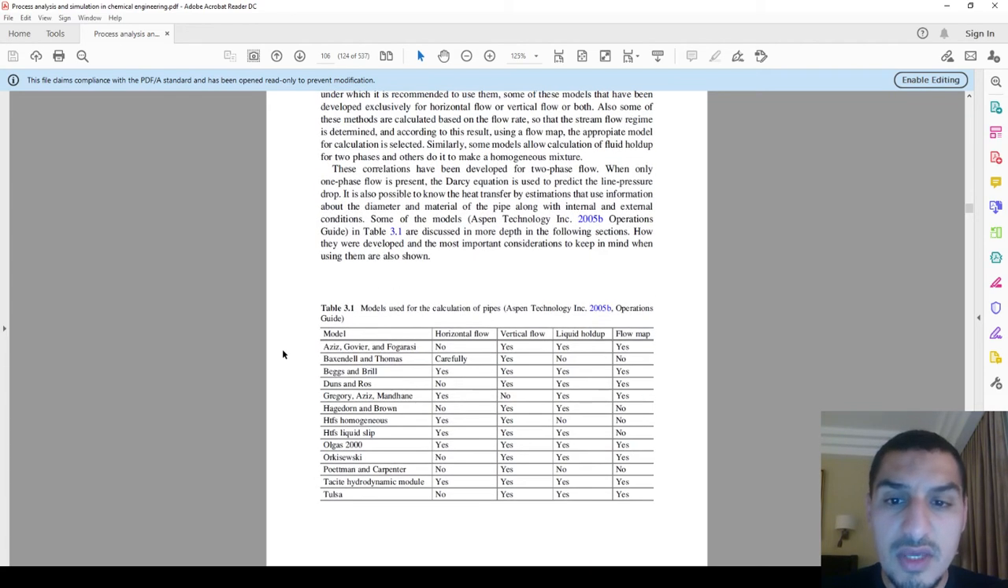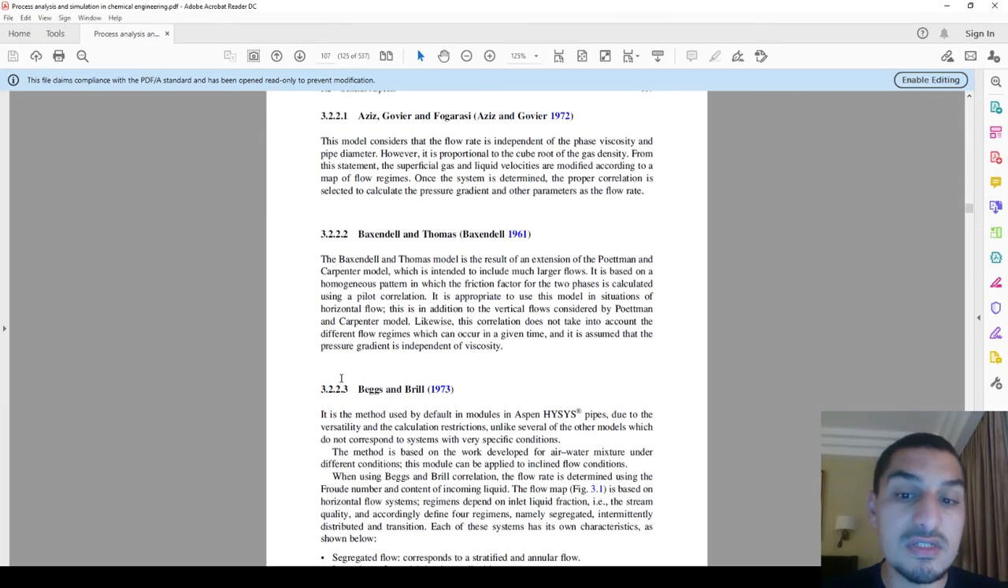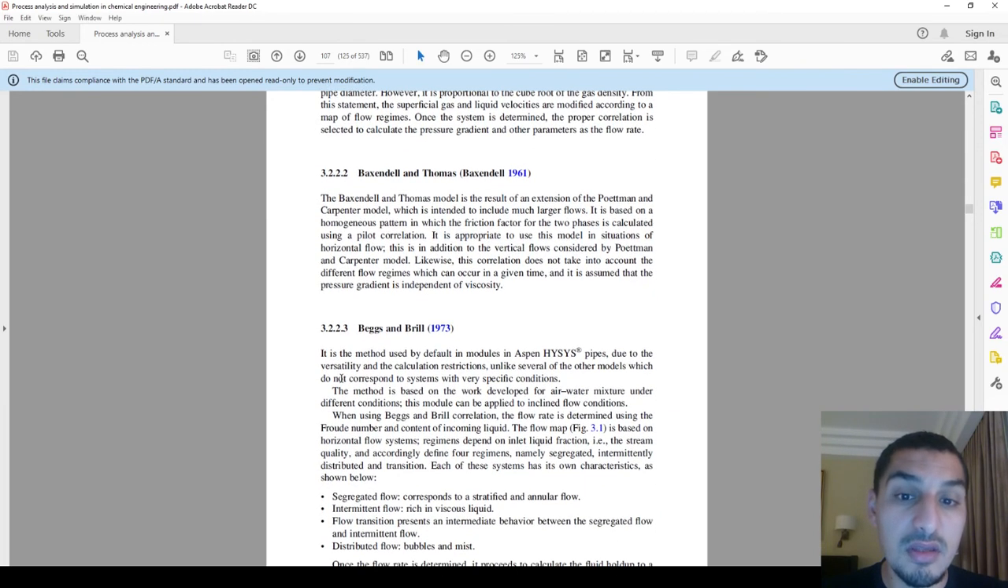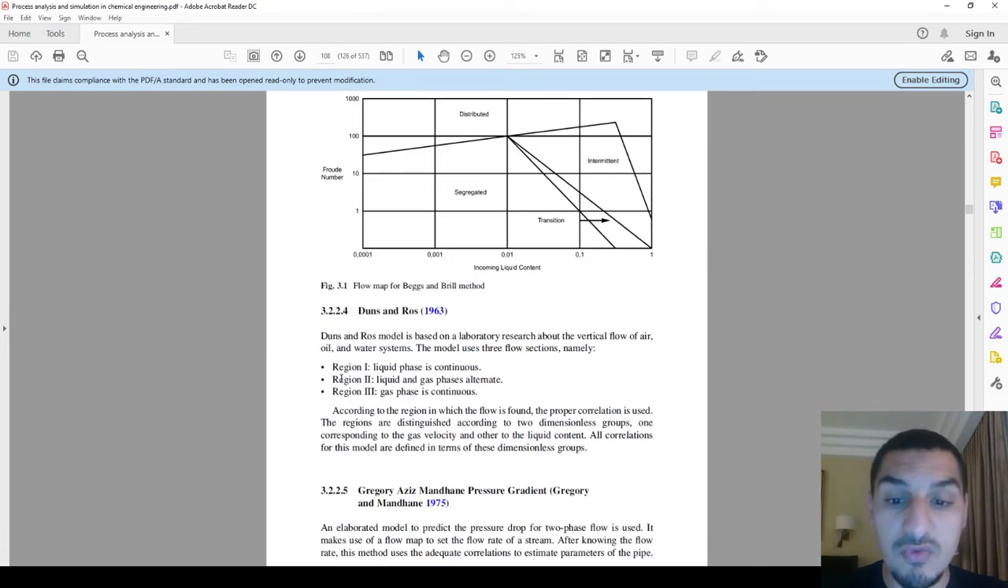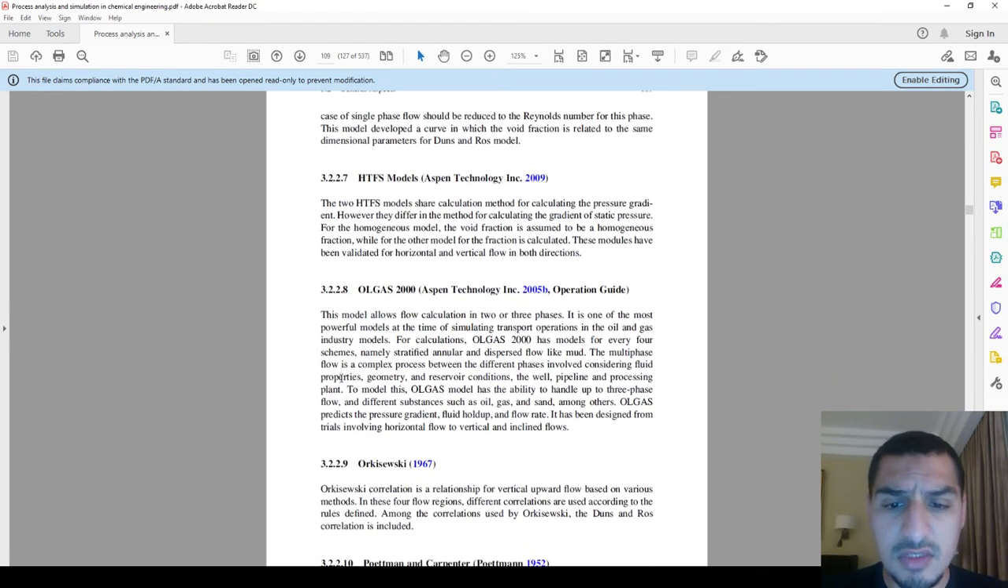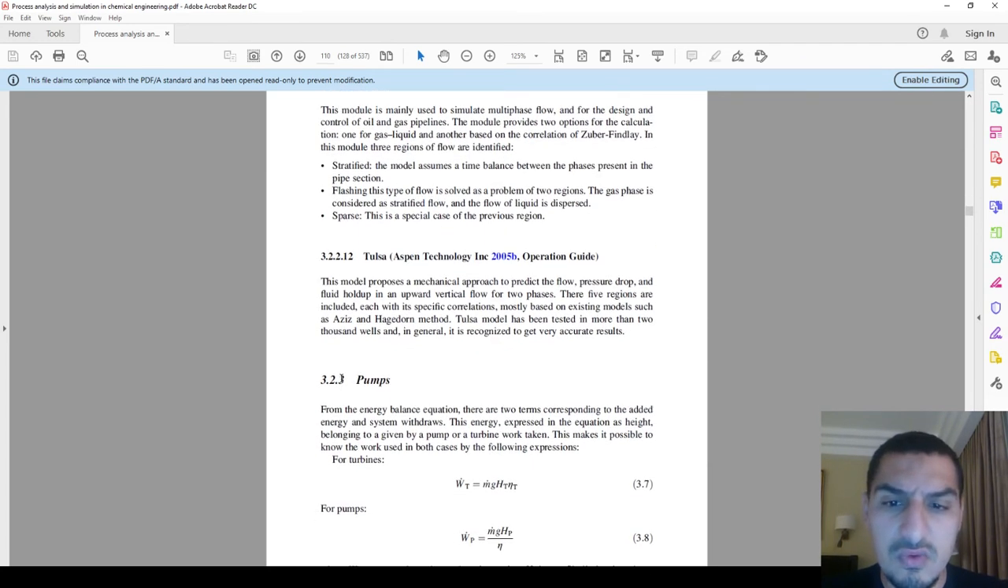You can read more about this. There are short hints about each one of them and what type of systems the equation or model can be used for. Again, I'm not going to go into these details now, because they're easy to go through.